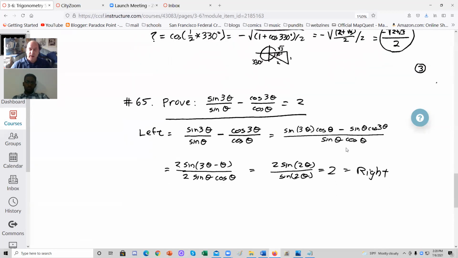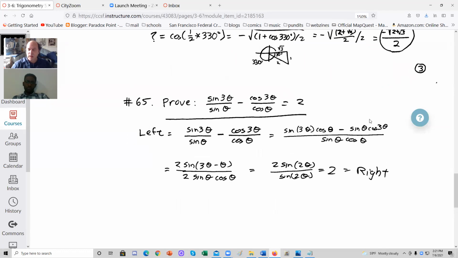Here they asked to prove an identity. The sine of 3 theta divided by sine theta minus cosine 3 theta over cosine theta equals 2. Okay, we start with the left side, the sine 3 theta over sine theta minus cosine 3 theta over cos theta. We'll combine the fractions. A over b minus c over d is AD minus BC over BD. So sine 3 theta cos theta here minus sine theta cos 3 theta here over sine times cosine.